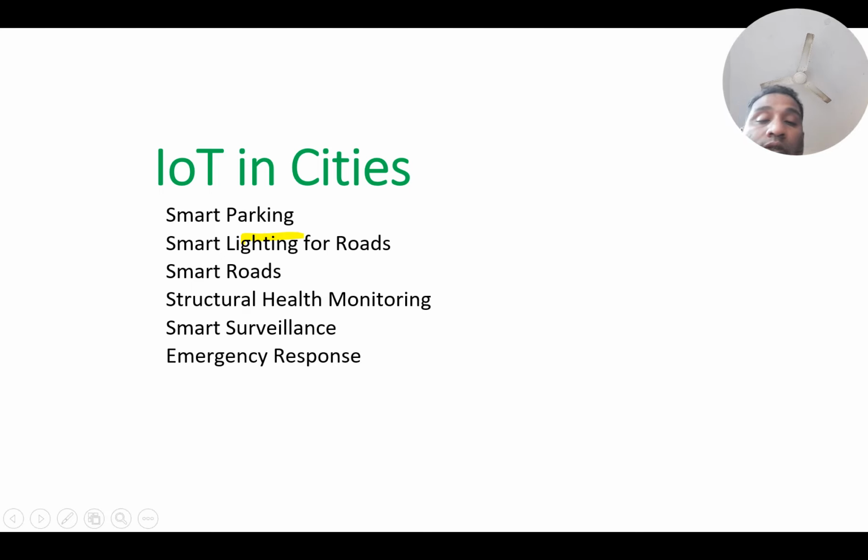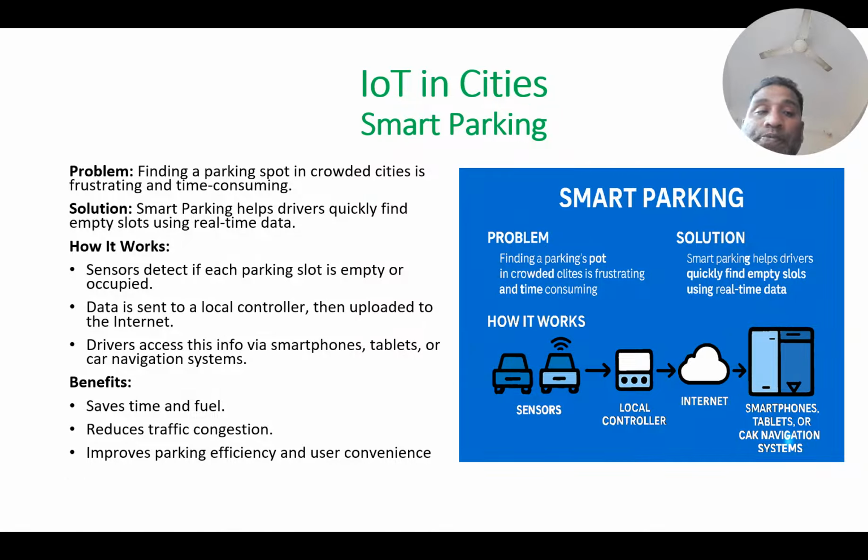So here we have 6 applications: smart parking, smart lighting for roads, smart roads, structural health monitoring, smart surveillance, and emergency response. So let us get into detail one by one, right? So now, first one is smart parking, right? The first IoT application in city is smart parking, right?